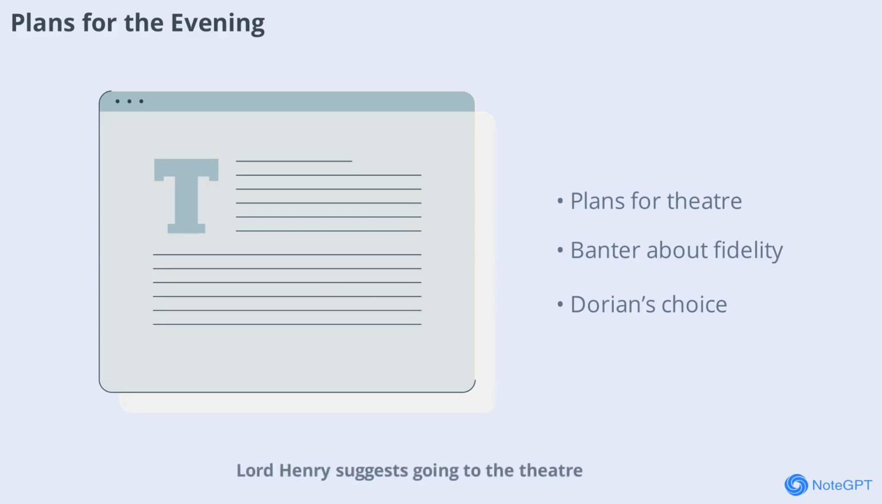Lord Henry suggests going to the theater, while Basil prefers to stay with the real Dorian. The conversation is playful, filled with banter about fidelity and the nature of love. Dorian chooses to accompany Lord Henry, signaling his growing attachment to the older man's philosophy and lifestyle. The scene marks a shift from introspection to action, as Dorian begins to embrace new experiences and influences. The plans for the evening foreshadow the adventures and challenges that lie ahead.